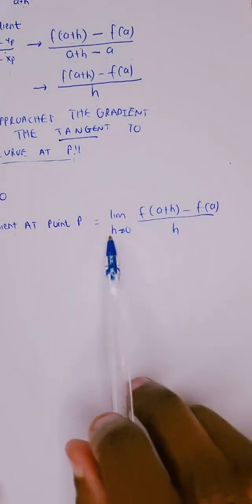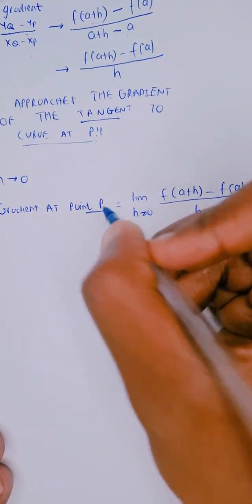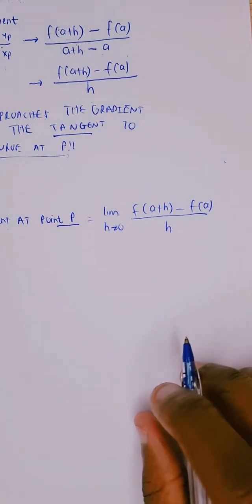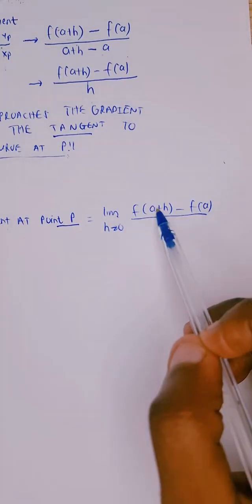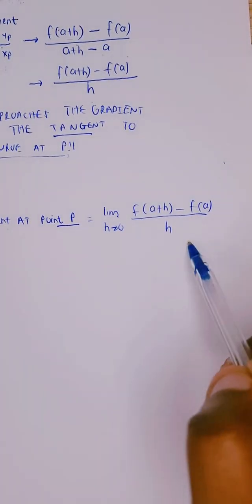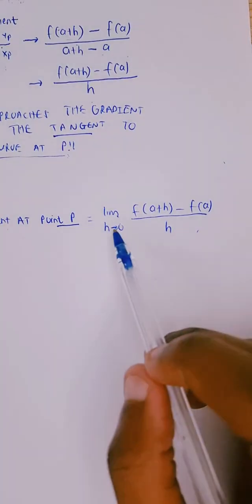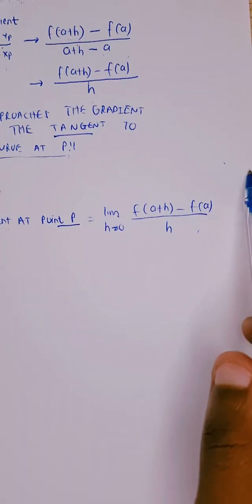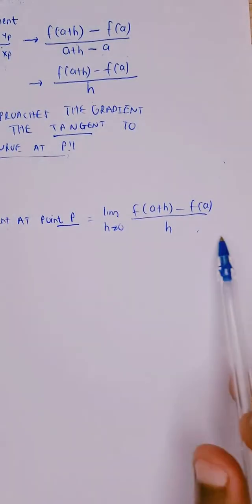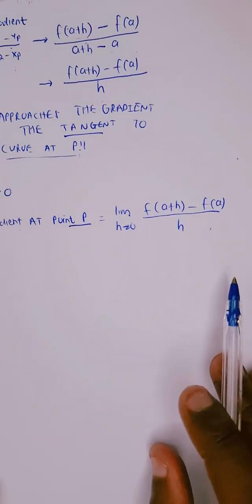So that's what helps us. The gradient at a specific point will be the limit of f of a plus h minus f of a over h, which is the average gradient, when h approaches 0. That will help us then with the gradient of the tangent. You see? So this is very important.